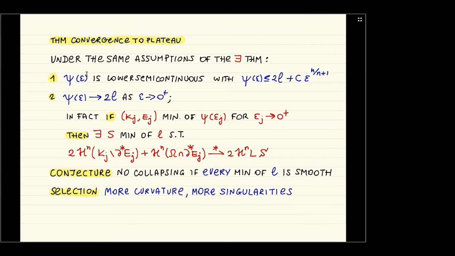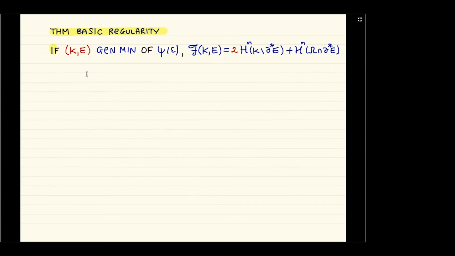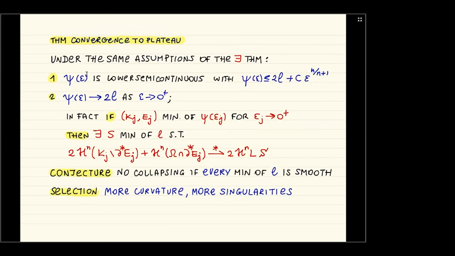Moreover, this convergence happens with a sort of selection principle. I won't enter into details, but the minimizers in the capillarity problem will always choose the limiting plateau surfaces that have more curvature or that have more singularities. For example, if you are in the plane and you have two minimizers in the plateau problem, one with 4 singular points and one with 6 singular points, the minimizer in the psi epsilon problem will prefer to converge to the one with 6 singular points, because these allow them to lower the energy even further.